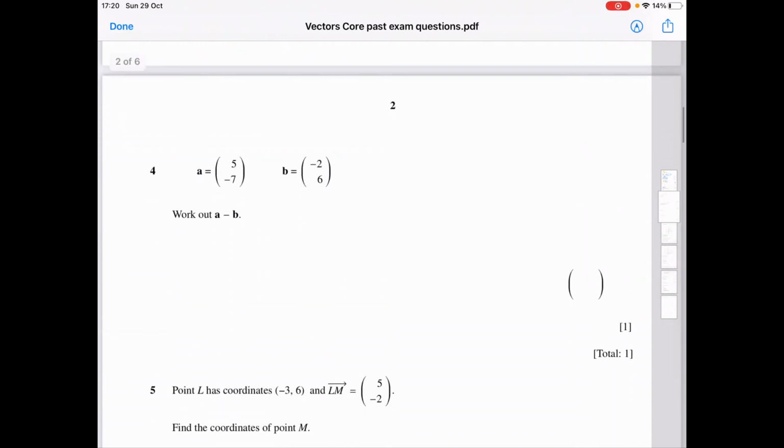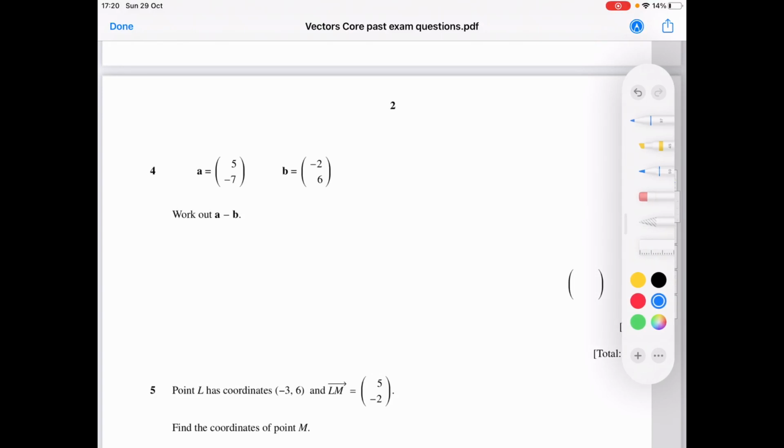So these are all past exam questions from over the last couple of years. So if you're able to do these type of questions easily, then if these type of questions come up in the exam, I'm sure you'd be absolutely fine.